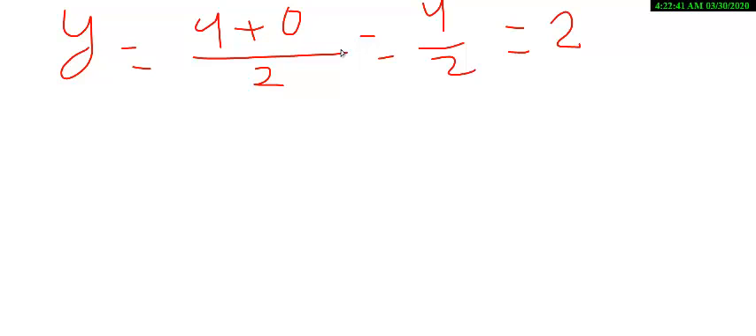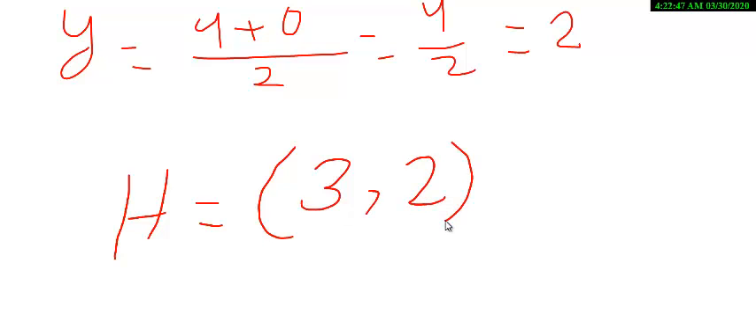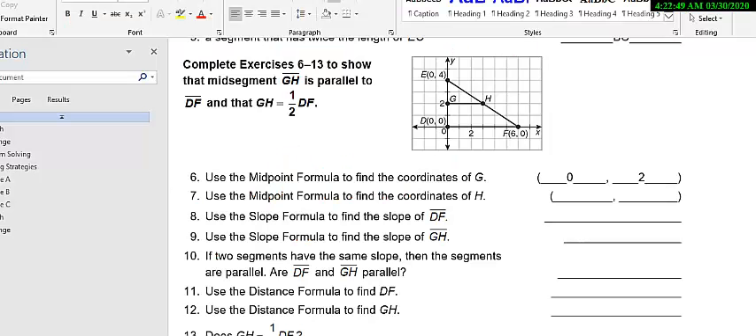H will be 3 and 2 coordinates. So I have to write down 3 for x and 2 for y. So I used the midpoint formula to find the coordinates of the midpoints G and H. G is 0 and 2, and H is 3 and 2.